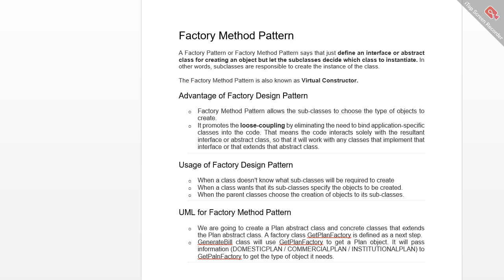Advantage of factory design pattern. The factory method pattern allows the subclasses to choose the type of objects to create. It promotes loose coupling by eliminating the need to bind application-specific classes into code. That means the code interacts solely with the resultant interface or abstract class, so that it will work with any classes that implement that interface or extend that abstract class.